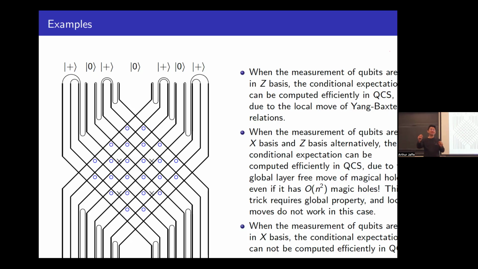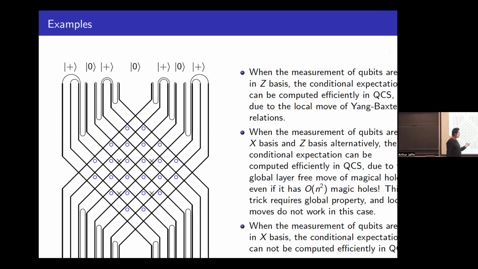You can move the crossing across the layers, so that all those crossings will cancel with each other. And then still this is classically simulable, but in this case you need the global moves. This cannot be done locally. This local Yang-Baxter relation or other algebraic methods, none of them should work because this is indeed a global move.